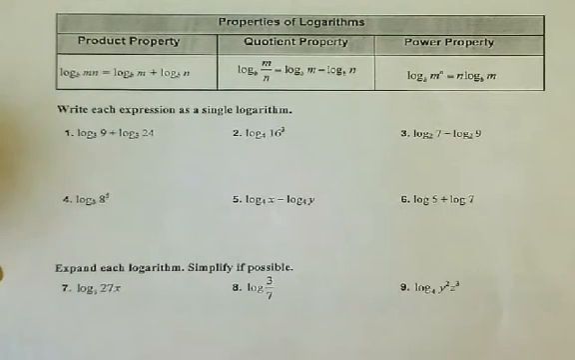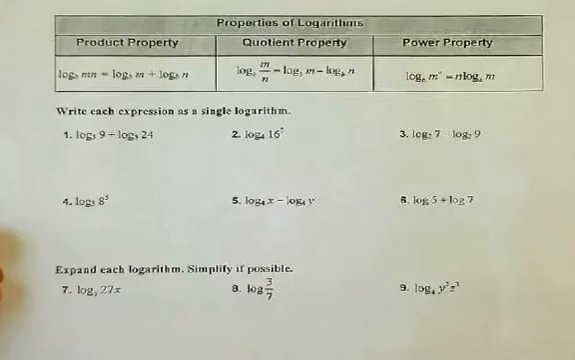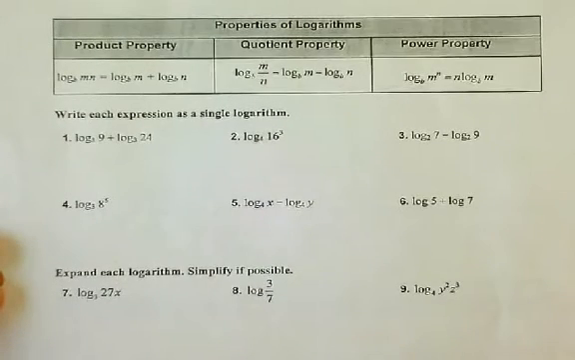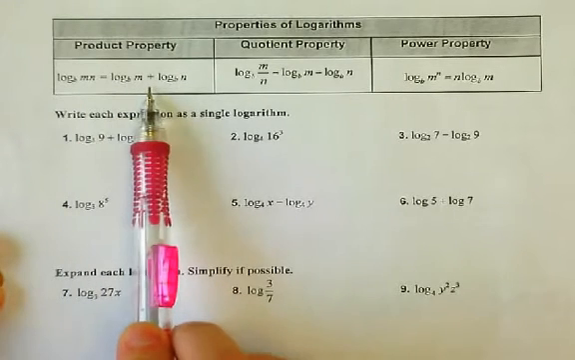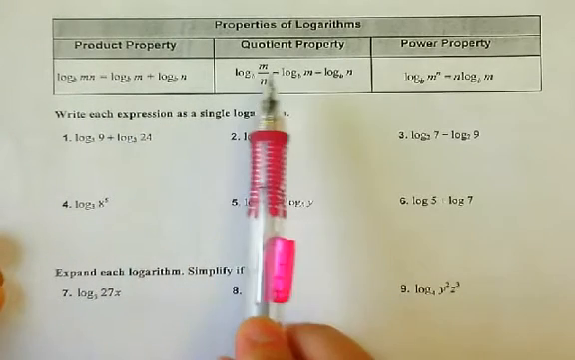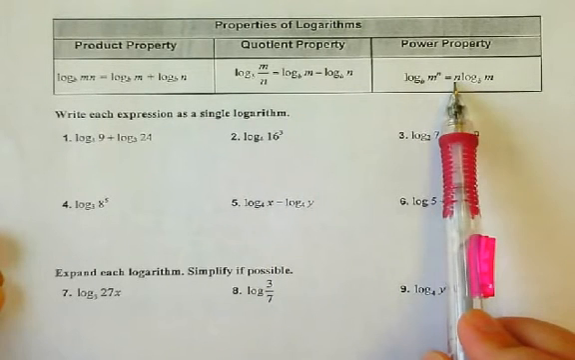So today we're going to talk about the properties of logarithms and how we can write them as a single logarithm or how we can expand them into a longer version of a logarithm. So your properties are listed at the top. When it's multiplication, it gets written as addition. When it's division, it can be written as subtraction. And when I have an exponent, it can be moved to the front of my logarithm.